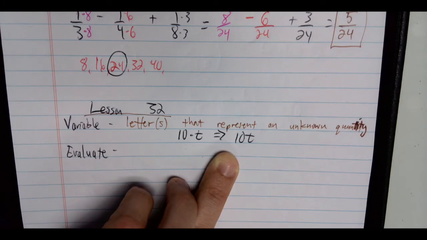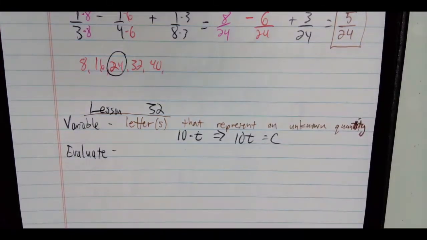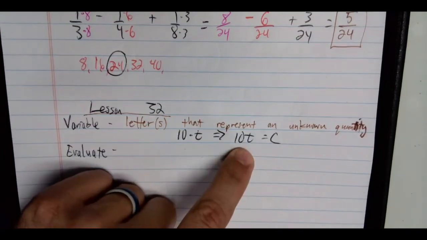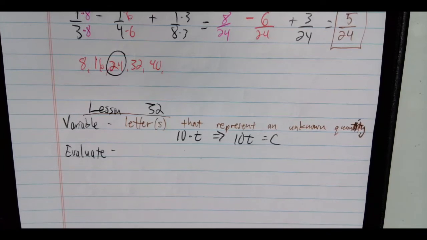You want to see what it looks like? Wow. A relationship between tickets and cost. What's the difference? All I did was put an equal sign. Okay, so this is foundational. We want to understand a variable is simply a letter that represents a quantity that I don't know.